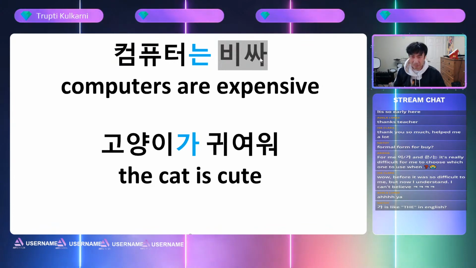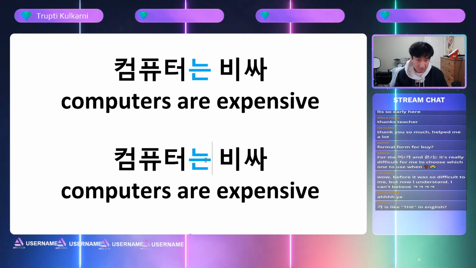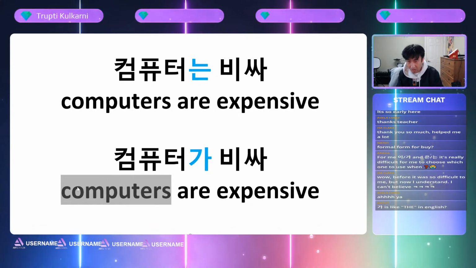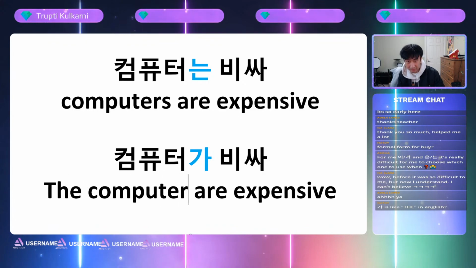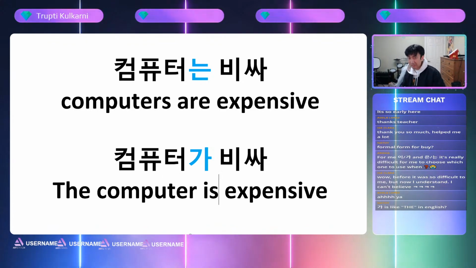And that's the truth, right? Computers are expensive. But what if you say 컴퓨터가 비싸? This means the computer is expensive, like a single, specific computer that you and I both know. So 가 is like the in English.